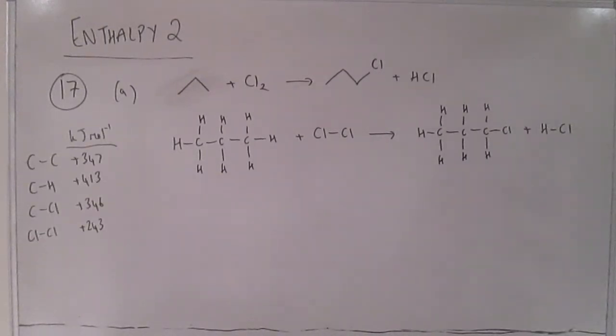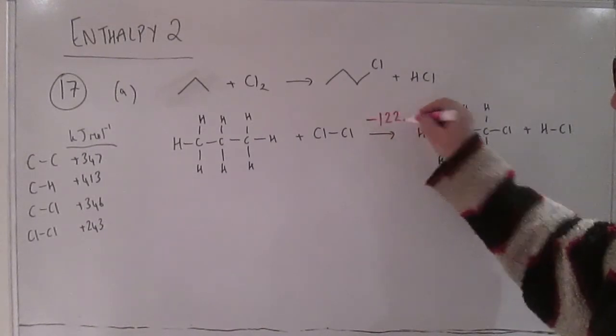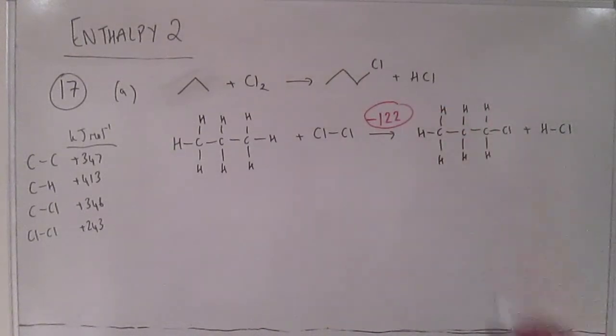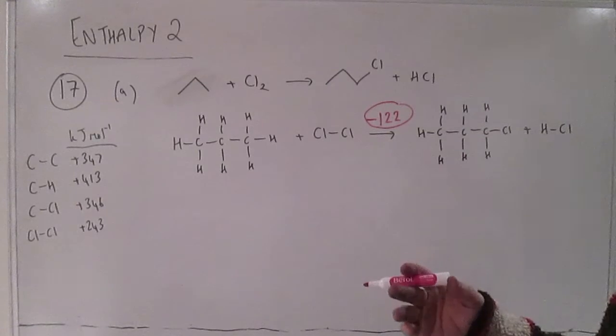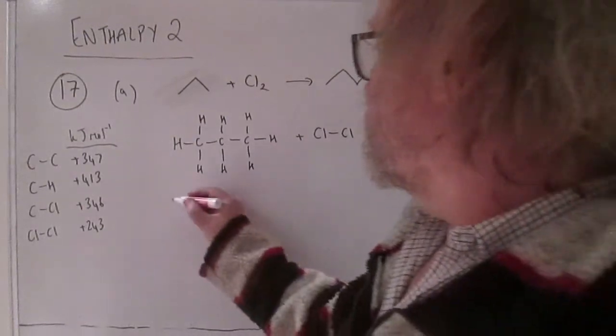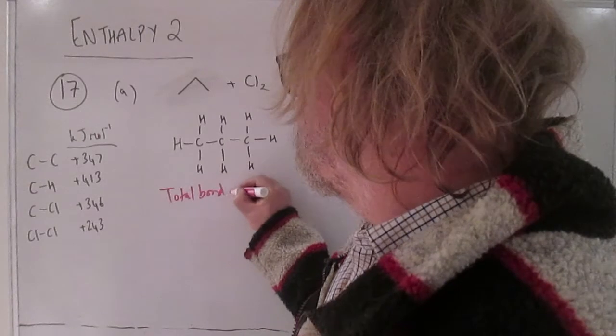Okay, so in this question it tells us that delta H for this reaction is minus 122 kilojoules per mole. So that's the overall delta H for that reaction. And it gives us most of the bond enthalpies, but it doesn't give us the HCl one, so that's what we've got to find. So again, follow the usual method, so we get the total bond enthalpies on left and right.